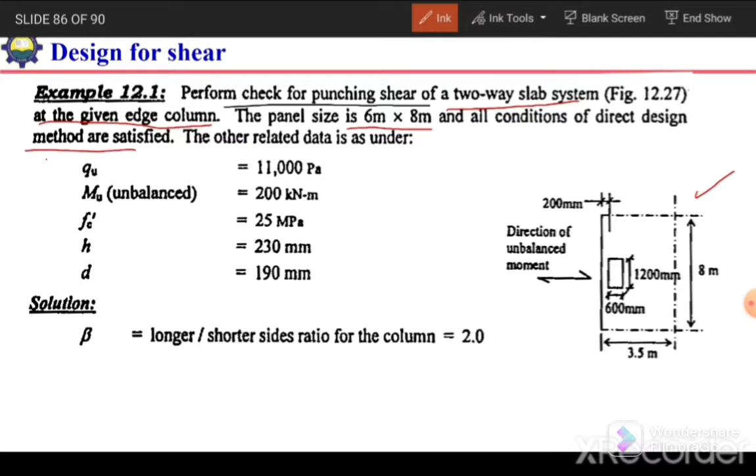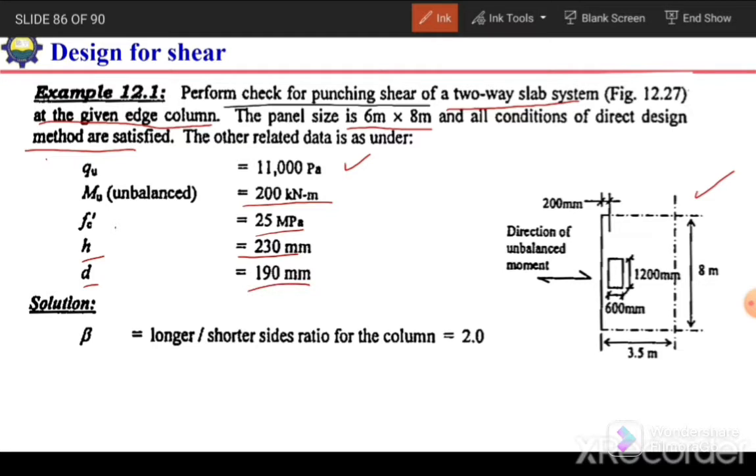So we are assuming that the direct design method can be used to design this slab system. The other related data is as under. The applied factored load is 11,000 Newton per meter square. Mu, the unbalanced moment at this column, is 200 kilonewton meter. Fc prime is 25 megapascal. H, the thickness of slab, is 230 millimeter and the effective depth of the slab is 190 millimeter.